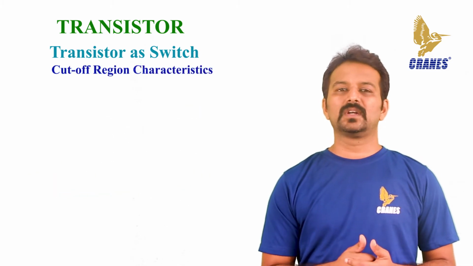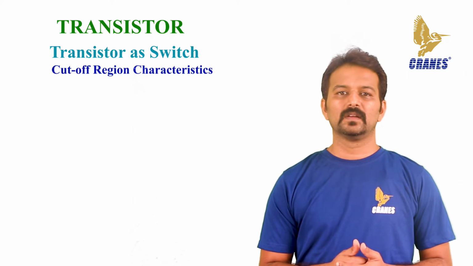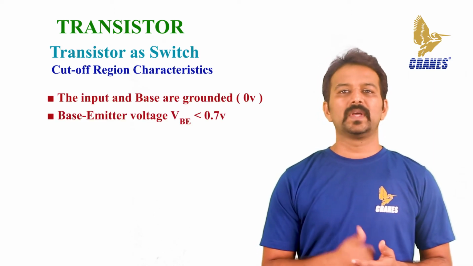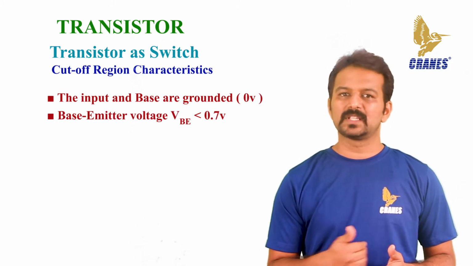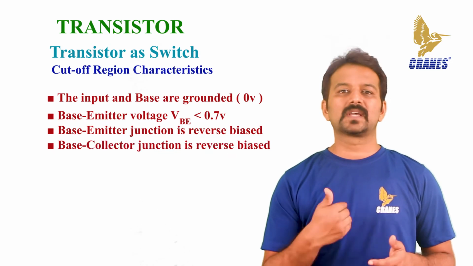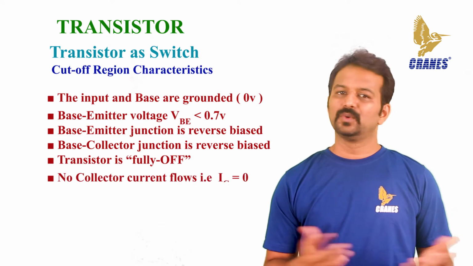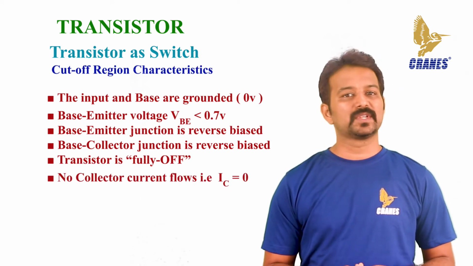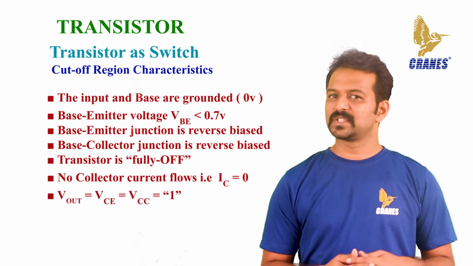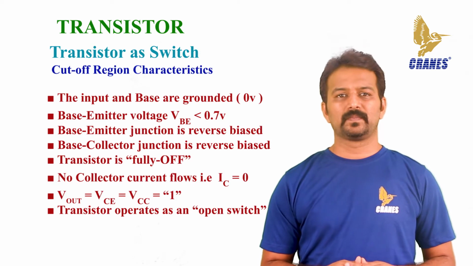Next, we will look at the cutoff region characteristics. The input and the base are grounded, that is 0 volts. The base to emitter voltage VBE is less than 0.7 volts. Base emitter junction is reverse biased. Base collector junction is reverse biased. Transistor is fully off. No collector current flows, that is IC equal to 0 and Vout equal to VCE equal to VCC, which is equal to 1. Transistor operates as an open switch.